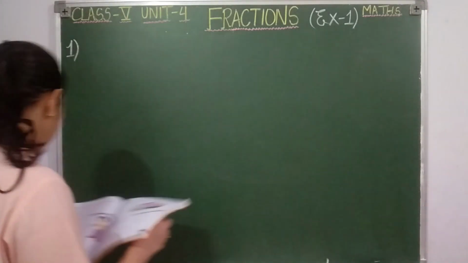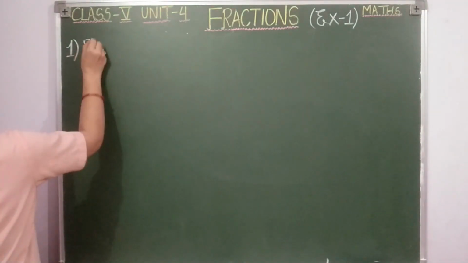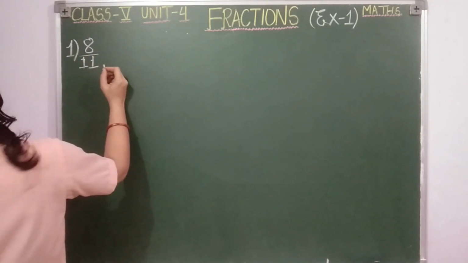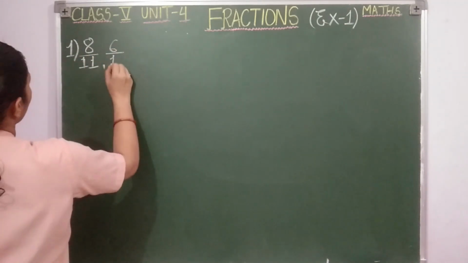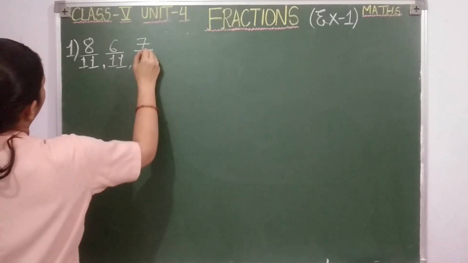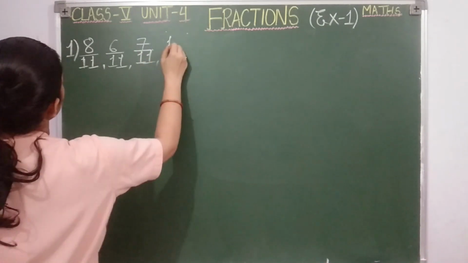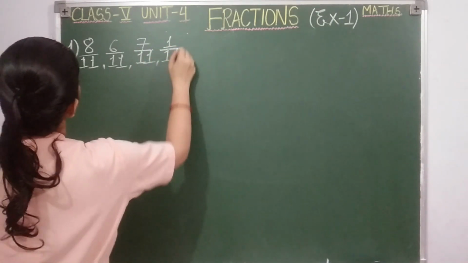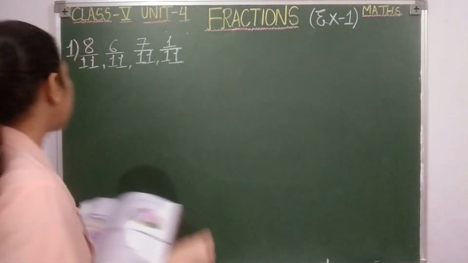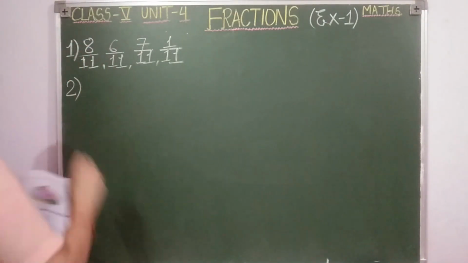So that means here we got, you circled 8 by 11, then 6 by 11, then 7 by 11 and 1 by 11. Why did you circle only these 4 fractions, students? Because here the denominators are same, that is 11. Okay, let us see the second question now.